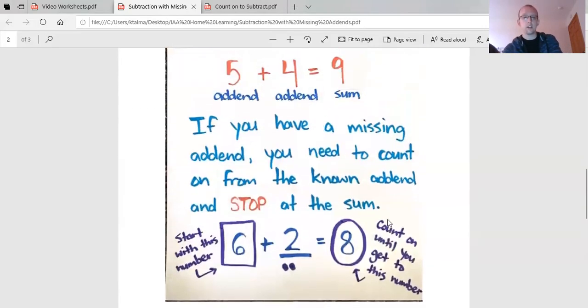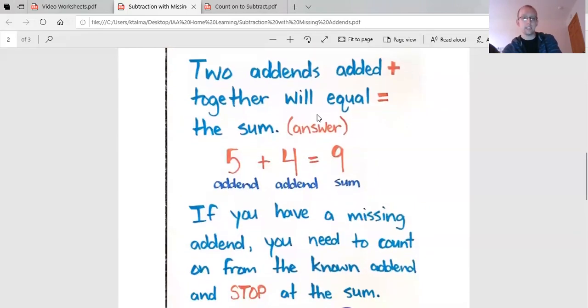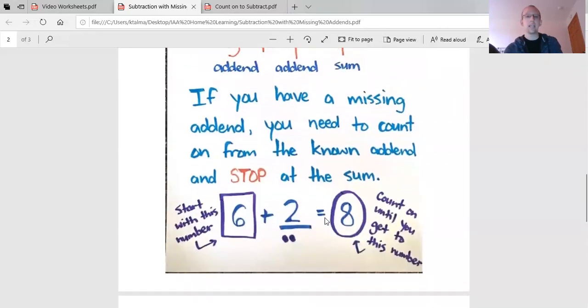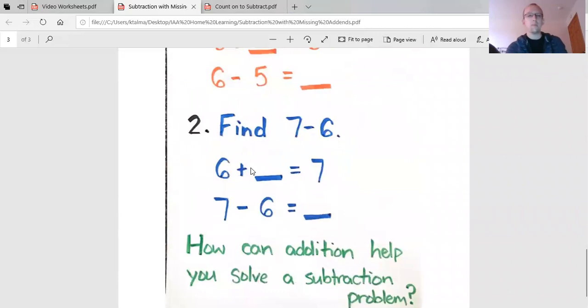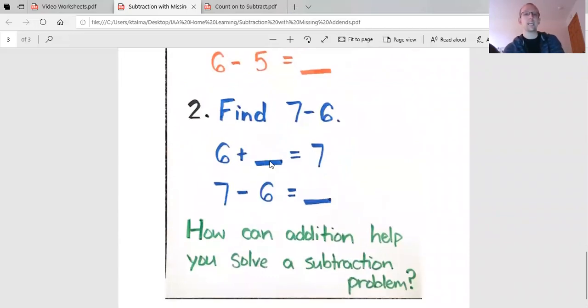Let's look back at our anchor chart. Remember, two addends will be added together to equal the sum, or the answer. If we have a missing addend, you need to count on from the known addend, but stop when you get to the sum. So if our missing addend equation is 6 plus blank equals 7, the known addend is 6. The sum is 7. Do it with me. Start at 6. Count on until you get to 7. After 6 is 7, and that's it. Again, there's only one number in between 6 and 7.